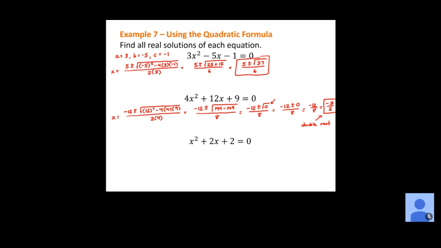Now, we could have also factored this one. If you went back and looked at it, 4x squared plus 12x plus 9 would actually factor into 2x plus 3 times 2x plus 3. We get the exact same factors in both, and that's why when you set both equal to 0, we get the same solution to both.